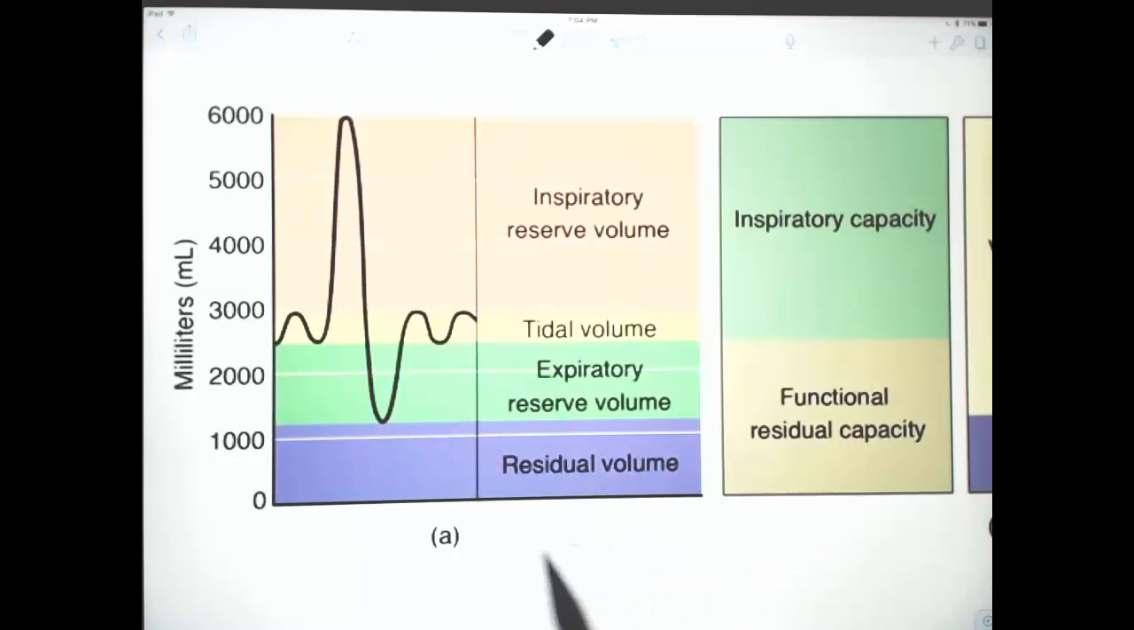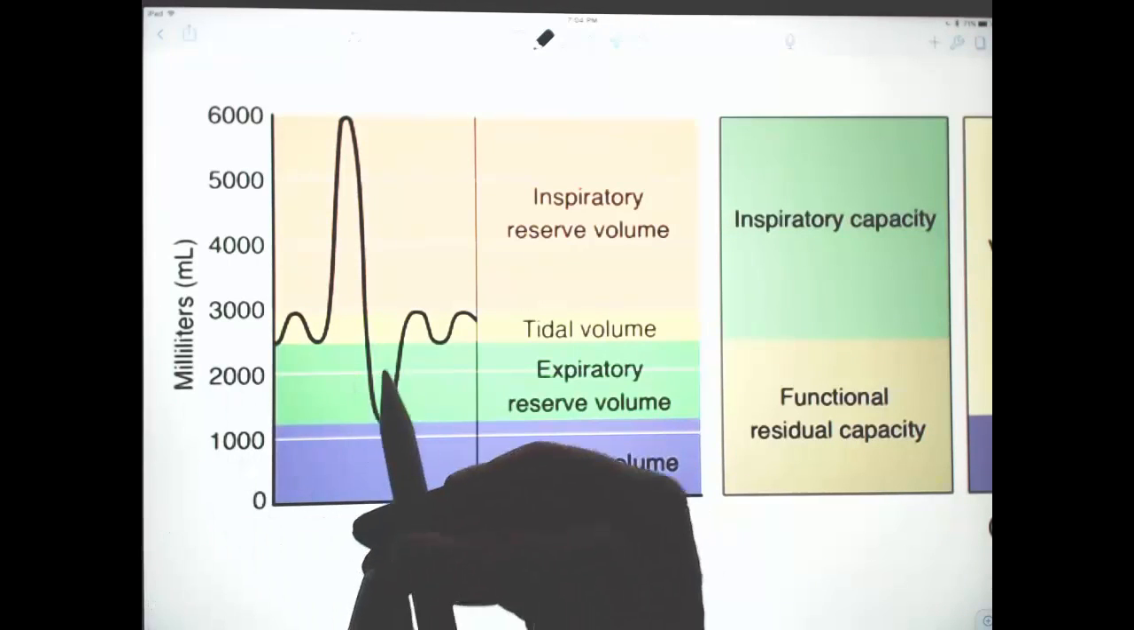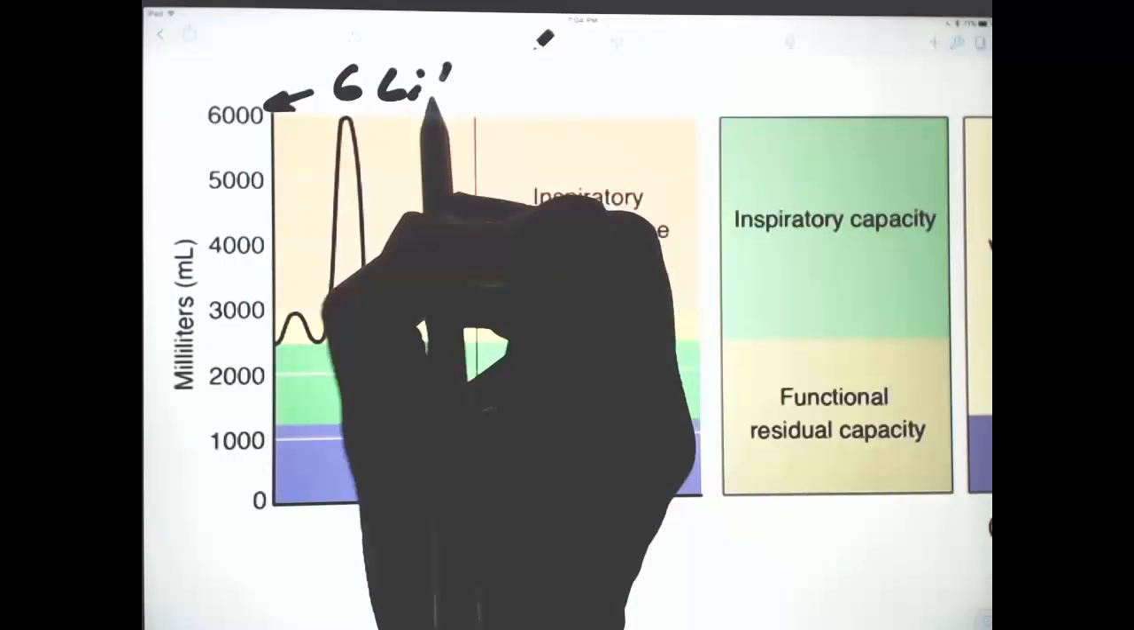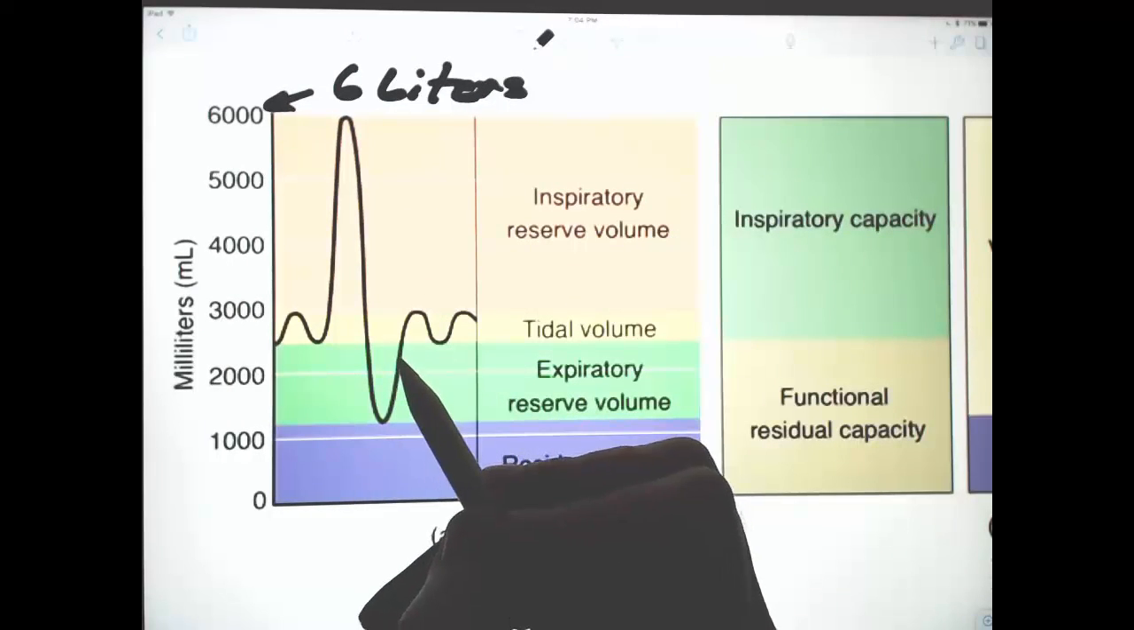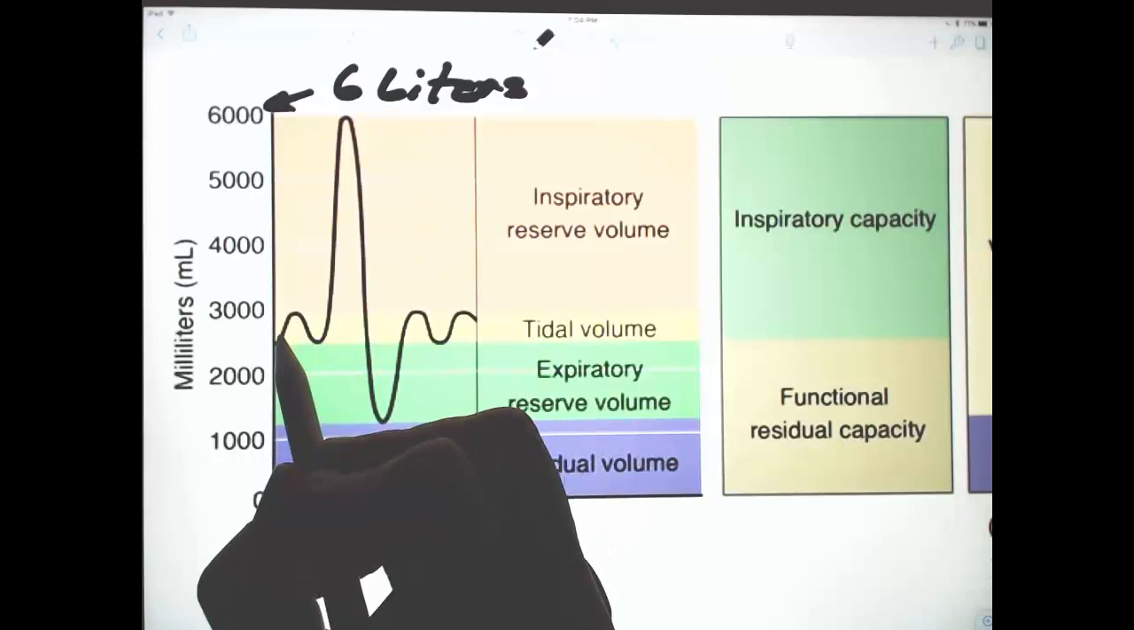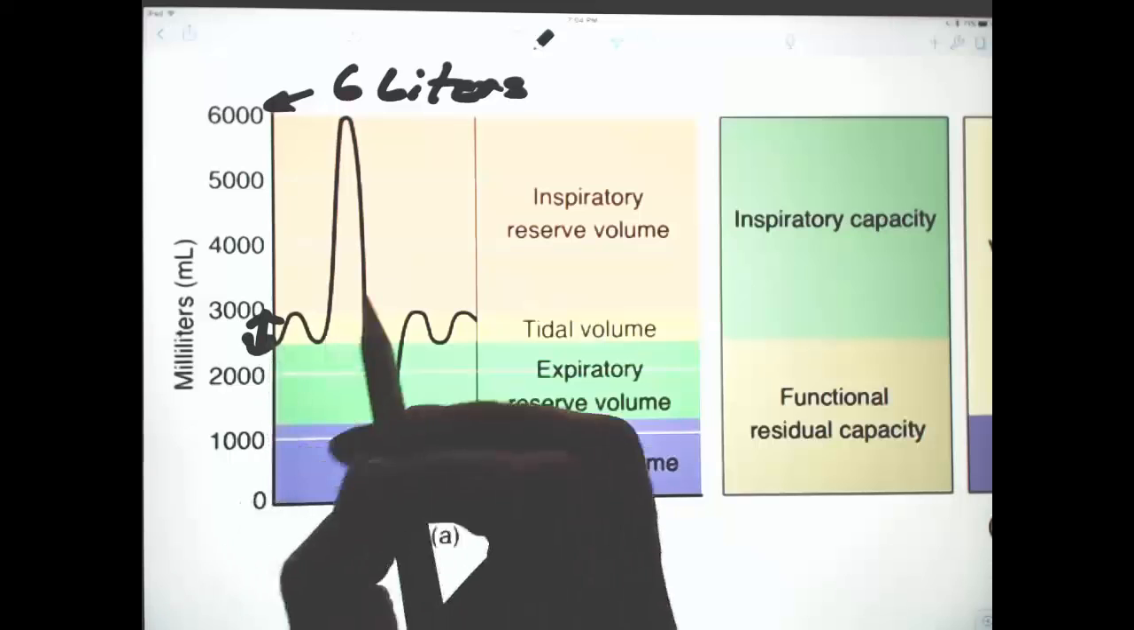Here's another way to represent a tidal lung with a breath and milliliters of air inside the lung. For a large human, the total might be 6 liters of air. A typical breath, when you're just sitting or as I'm sitting here talking, is moving only a very small amount of air in and out.